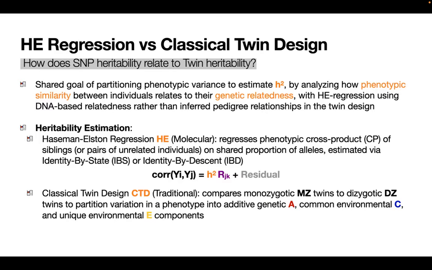The classical twin design, on the other hand, which is the traditional method, compares monozygotic or MZ twins to dizygotic or DZ twins to partition the variation in a phenotype, not only in sources due to additive genetic factors, but also to common environmental and unique environmental components, which can be expressed in the following formula, where we can get an estimate, again, by relying on the relatedness, in this case, of MZ and DZ twins, and also estimate simultaneously the variance due to shared or unique environmental components.